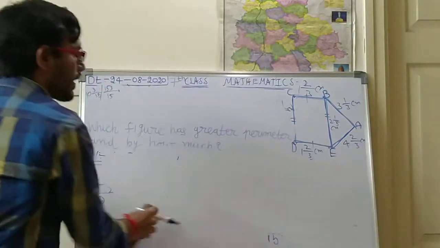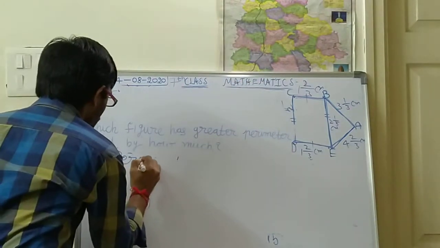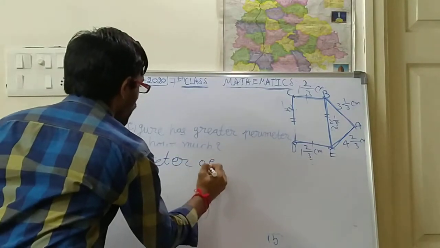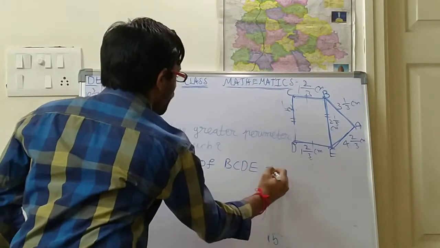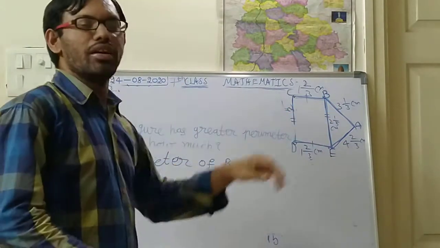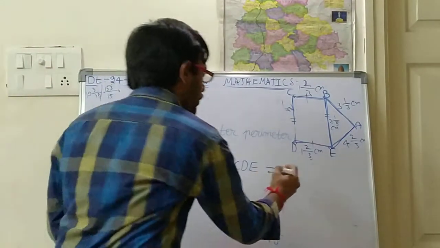Perimeter of a rectangle BCDE. Okay, so perimeter of BCDE. BCDE is a rectangle. So what is the perimeter of a rectangle? You know the formula. So what is the perimeter of a rectangle?